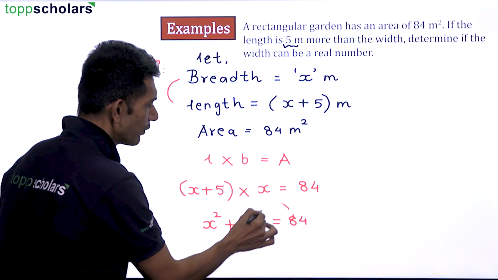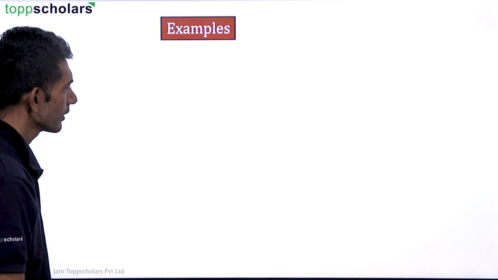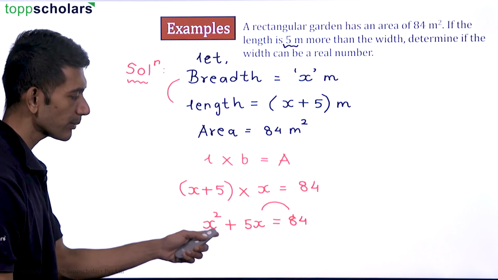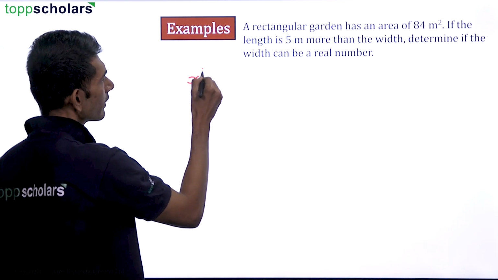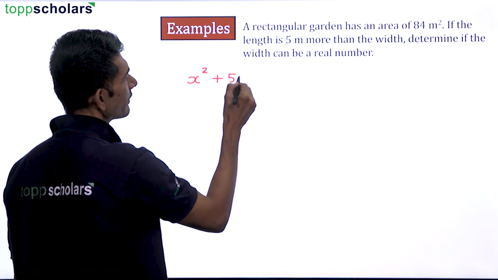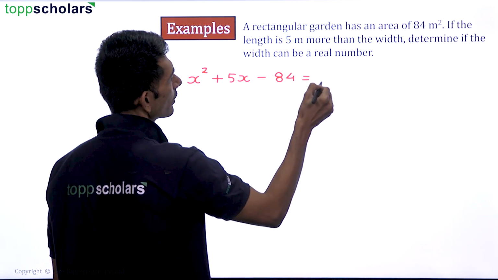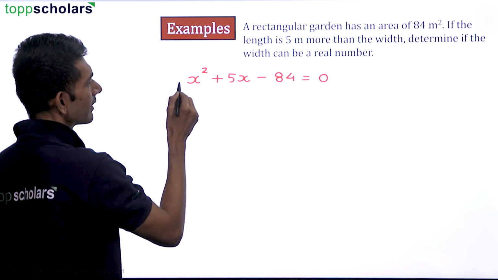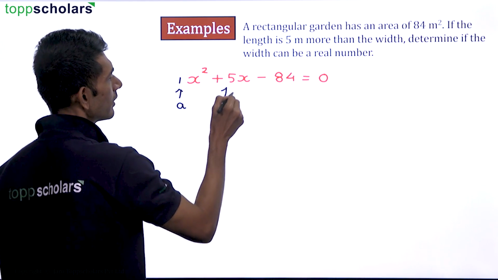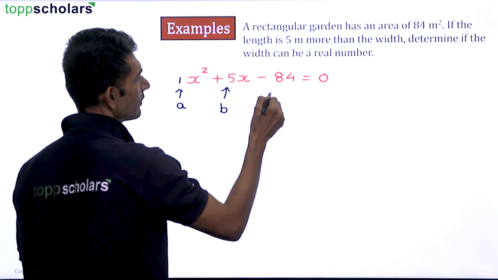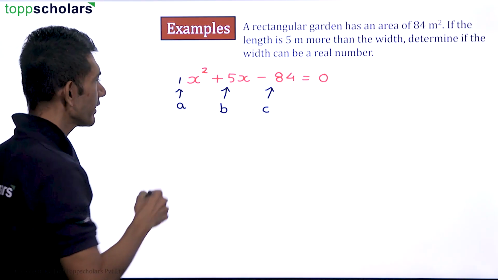Now can we shift 84 to the left hand side? Yes, we can do that. So x² + 5x = 84. So now we are going to get x² + 5x - 84 = 0. Now here I have 1, that means my value of a is 1, my value of b is 5 and my value of c is -84. So how much will be b² - 4ac? Let us do that.